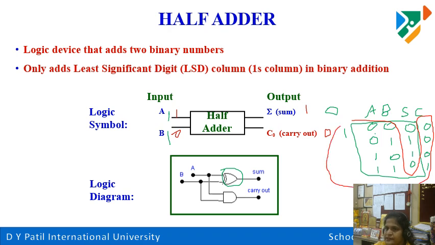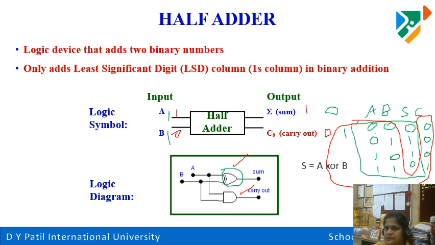This is nothing but the AND gate, and hence we give A and B to an AND gate. So if you look at the circuit of a half adder, it is a combination of an XOR and an AND gate. This is called the logic diagram. This is the logic diagram of a half adder.